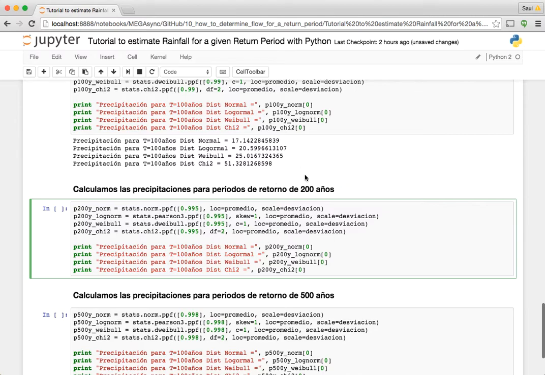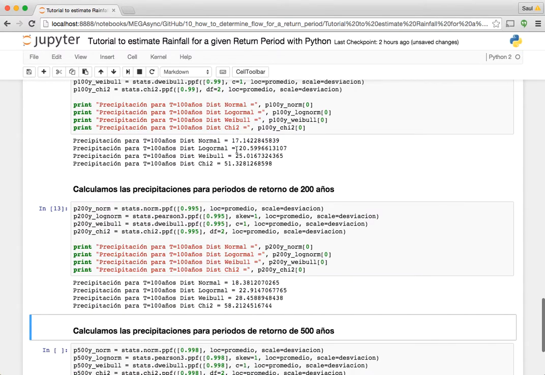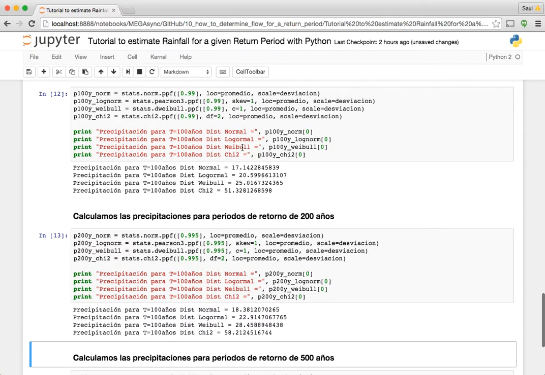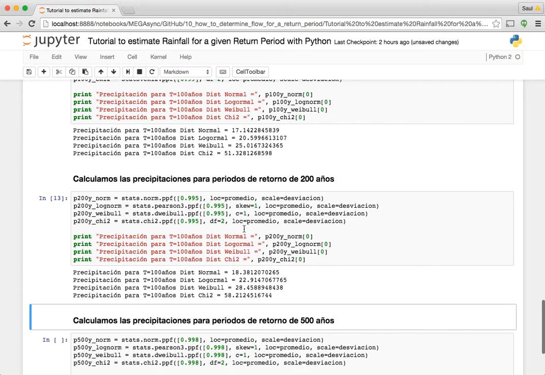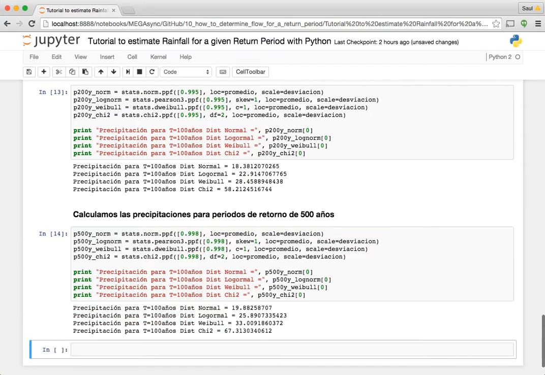And here is for 200 years, so the return period is 200 years, the probability of exceedance is 1 divided by 200, and the interval of confidence is 1 minus 1 divided by 200, so it's 0.995. So here we have the precipitation for a given period of 100 years is 20, the precipitation for 200 years is 22, and the precipitation for 500 years is 25. So these are the estimations.